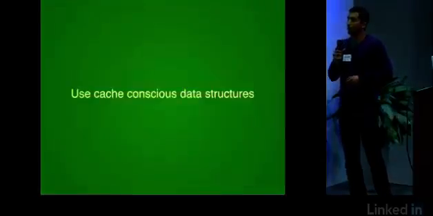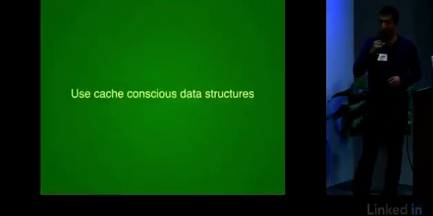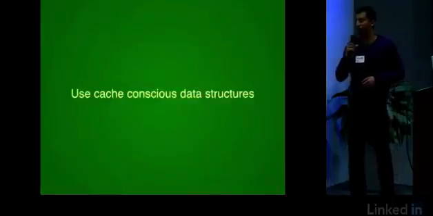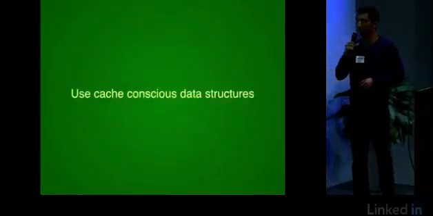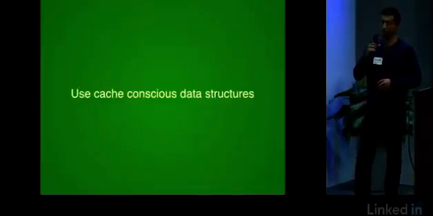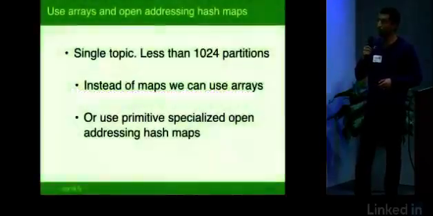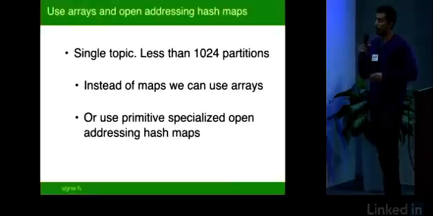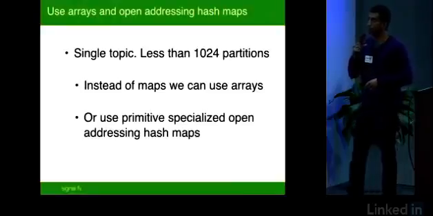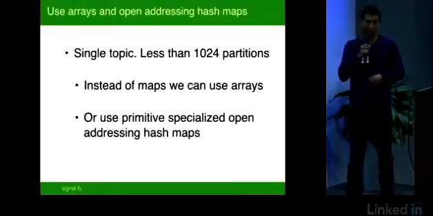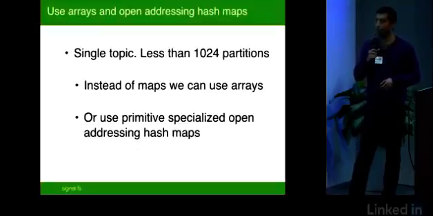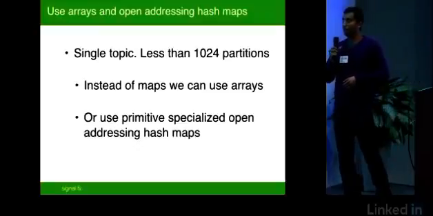All right, so the first optimization we did, we talked a lot about caches and how they work. We used very cache-conscious data structures. So here's one example that we're actually going to go into detail. We use arrays and open addressing hash maps whenever possible. So we have a single topic, less than 1,024 partitions.